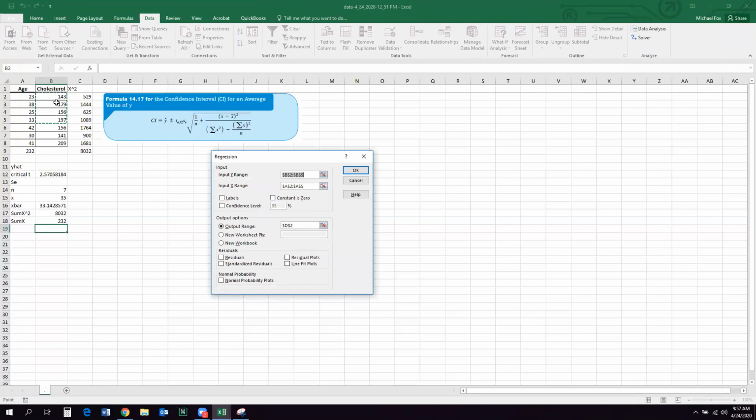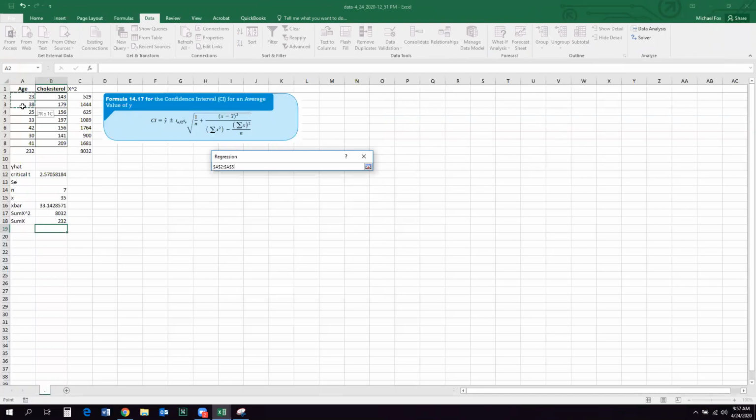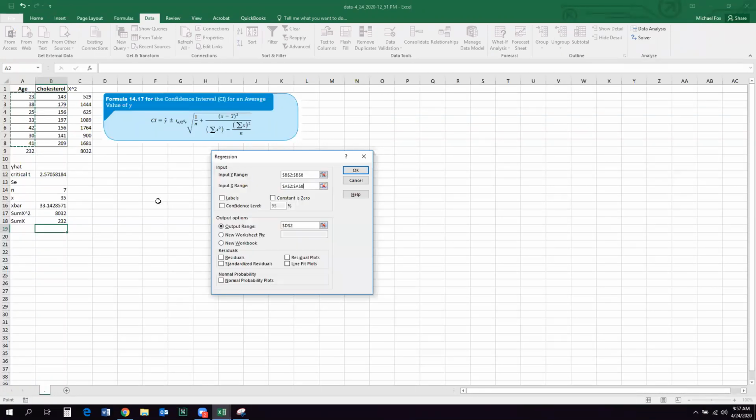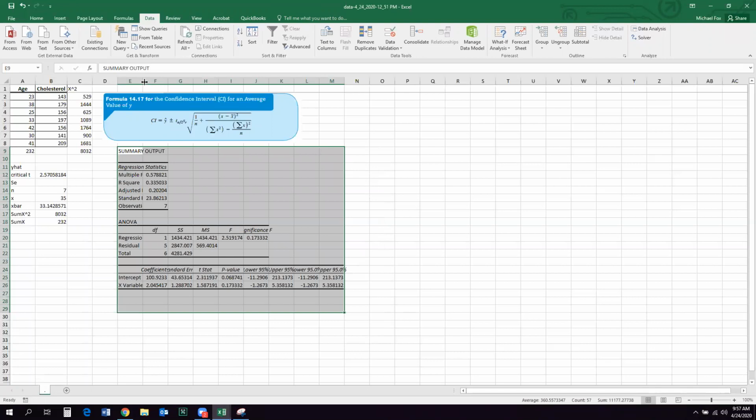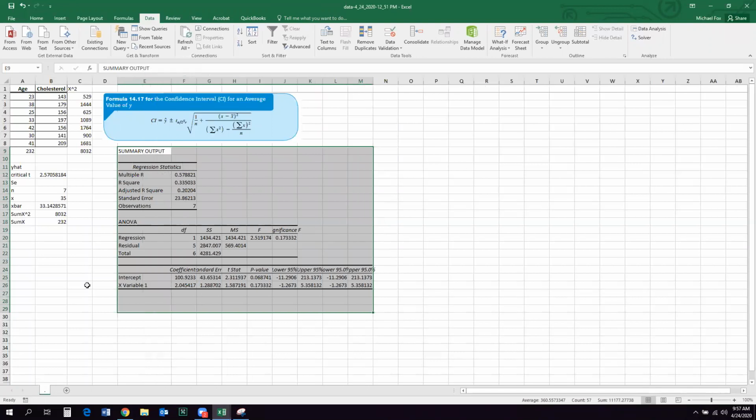Let's see, for my Y range, I'm gonna highlight all of those Ys. This is for both the y-hat and the standard error. Okay. And then for my X range, and then where I want it to output, let's have it put it there for now. There we go. And it gives me that summary output. All right, so my standard error is given to me right here.